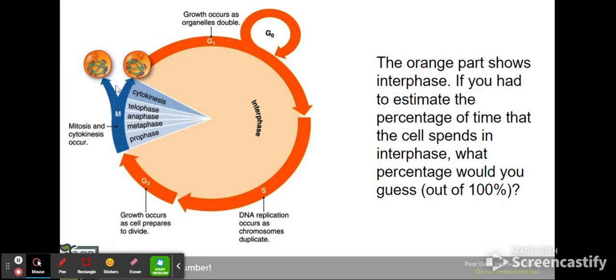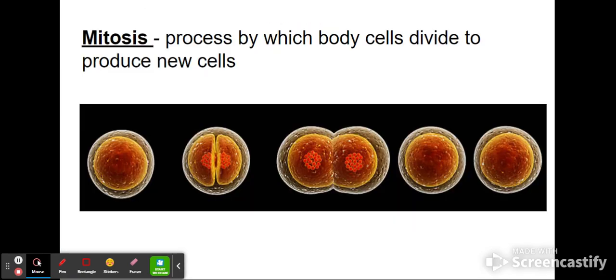Now we got to talk about this mitosis part. Okay, and mitosis you probably know from 7th grade. So flip back to the previous page now. On that previous page, we've got a definition for mitosis. What is mitosis? Well, mitosis is the process by which body cells divide to produce new cells.